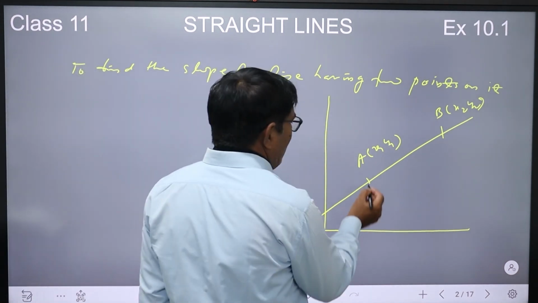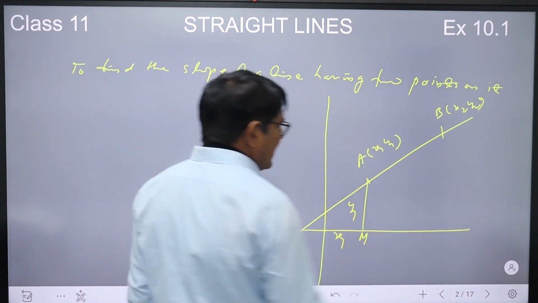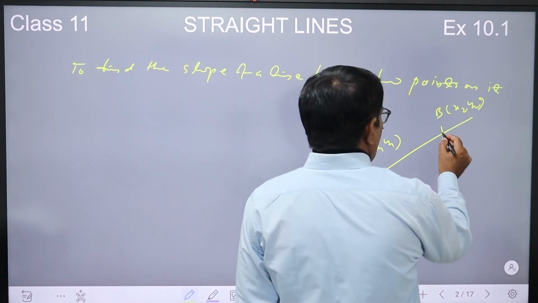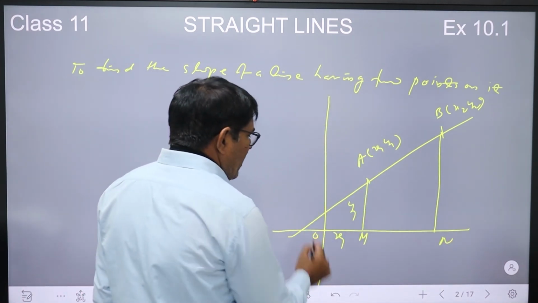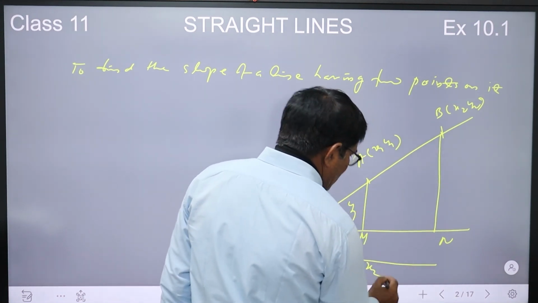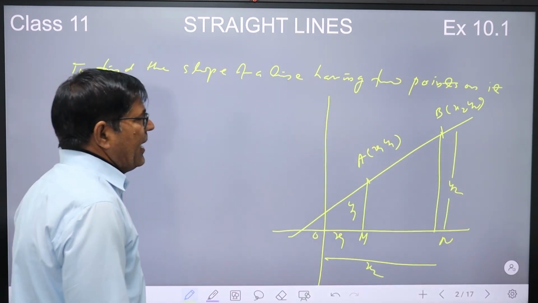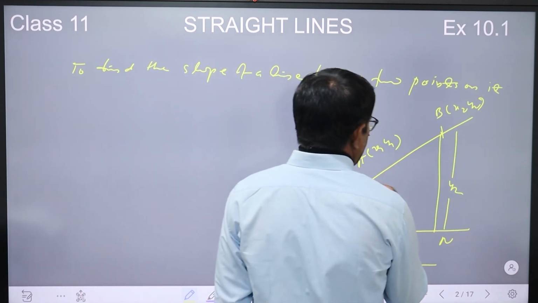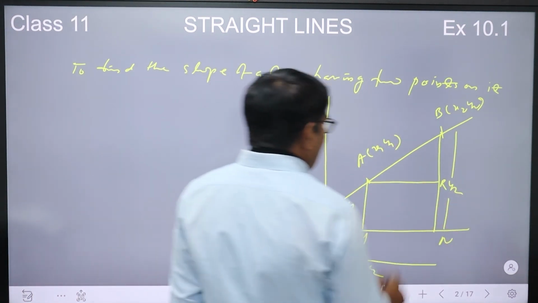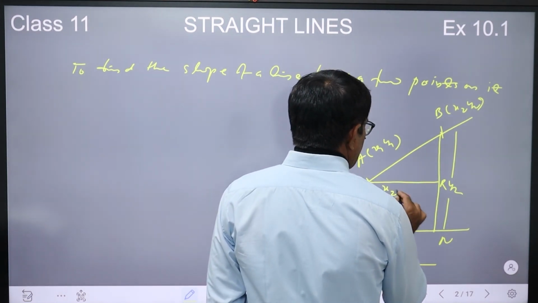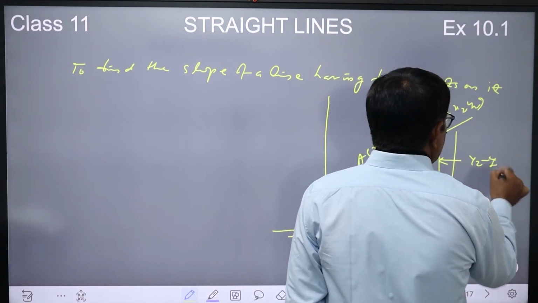So first draw a perpendicular from A to the x-axis. Let us suppose this point is M, then this one is x1 and this one is y1. Similarly, draw a perpendicular from point B to the x-axis, meeting at the point N. Then this ON will be equal to x2 and this complete will be equal to y2. Now, if we draw a perpendicular from the point A to the line BN and it meets at the point R, then this MN will be equal to this AR, which equals x2 minus x1. Similarly, BR will be equal to y2 minus y1.